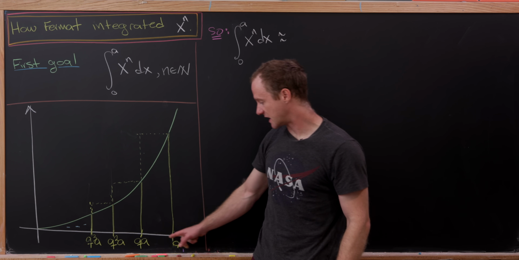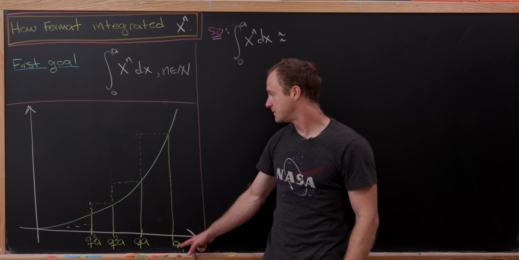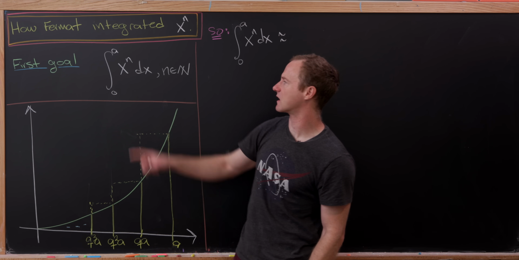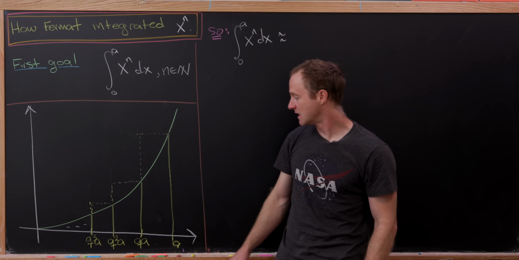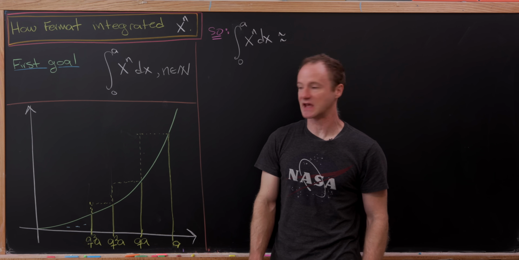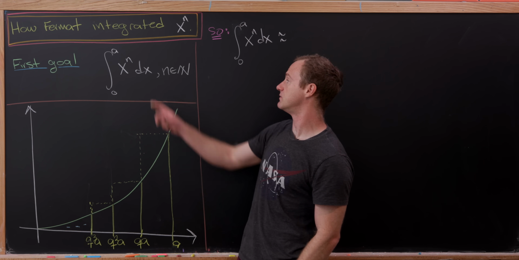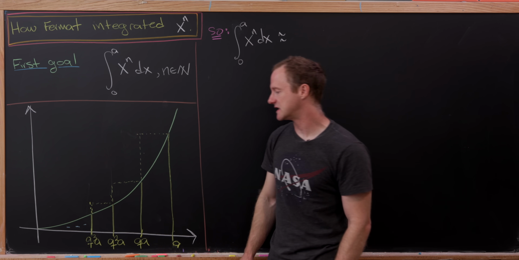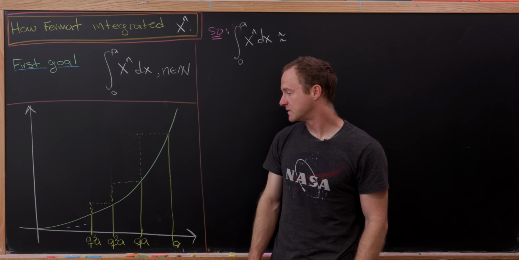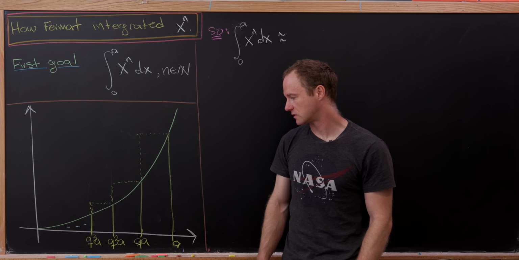And then we make our rectangles out of these points. So our first rectangle will be between q times a and a, and we'll take a height of a to the n, given that our function is x to the n. And then our second rectangle will be between q squared a and q times a, and it'll have a height of q times a all raised to the n power, again because of our function. And then we continue back to the left, making an infinite sum.